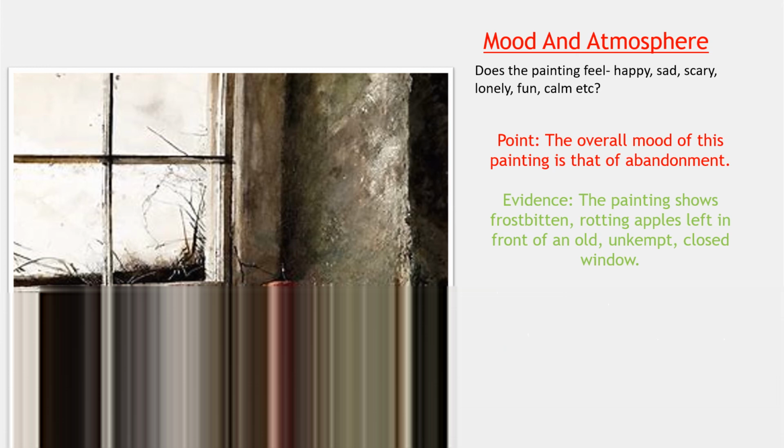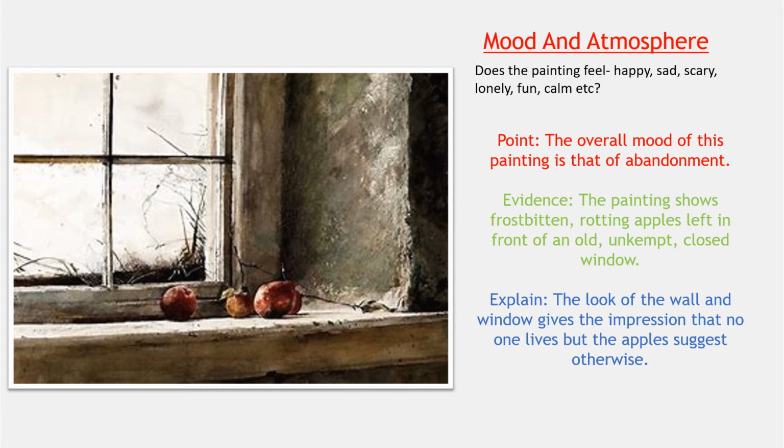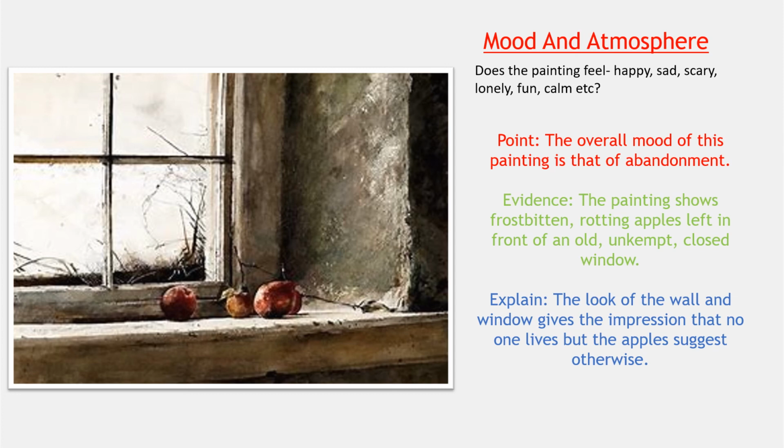Where you're seeing this in the painting is that the painting shows frostbitten, rotting apples left in front of an old, unkempt, closed window. And how is this use of the visual element effective? Well, the look of the wall and the window gives the impression that no one has lived there, the sort of old, unkempt window, but the presence of the apples suggests otherwise. So it's almost like a little glimpse of life in an almost abandoned sort of scene.